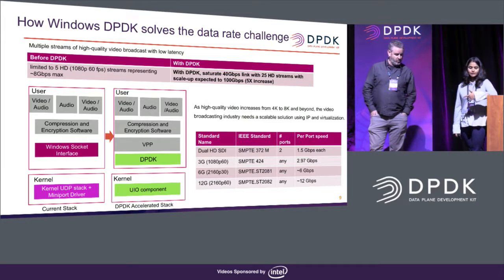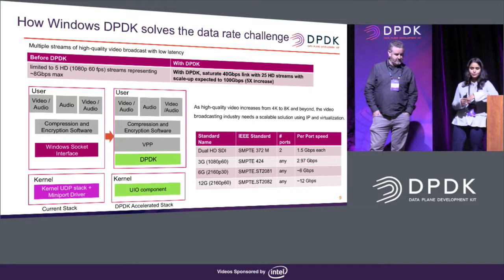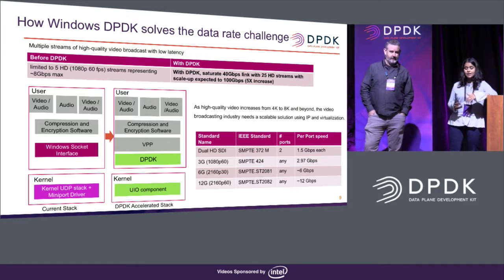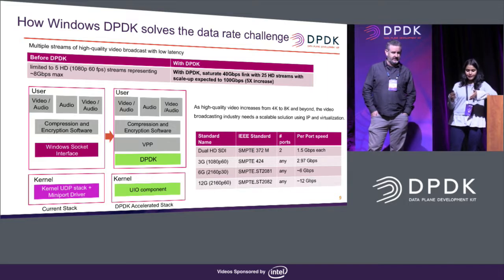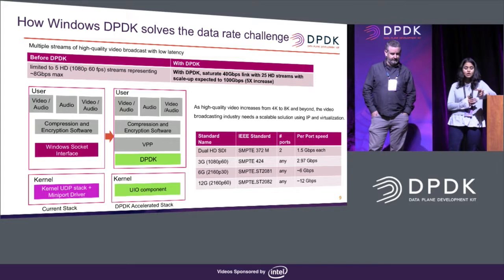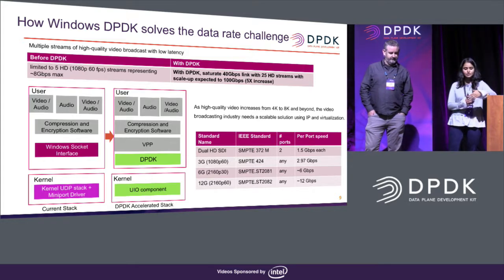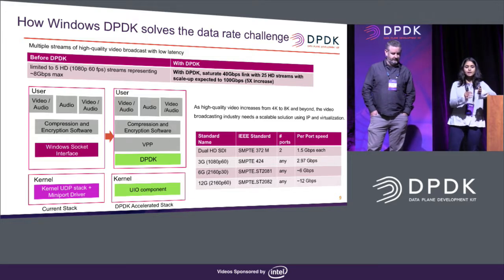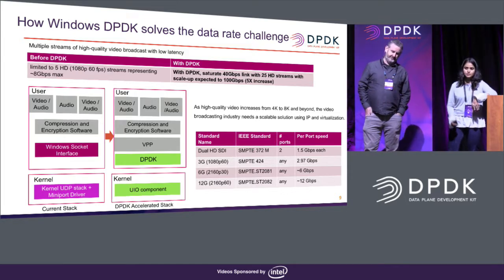Sure, yeah. So I think the real highlight here is that with respect to video processing capabilities, with DPDK they are now able to saturate a 40 gigabit link with almost 25 HD streams, whereas in the past, before DPDK came into the picture, they were limited to only about 5 HD streams, representing about 8 gigabits per second. So even if you did have a 40 gig card, they would still be bottlenecked by the kernel-mediated I/O coming from the host networking stack. As a result, they are now seeing almost a 5x increase in performance.